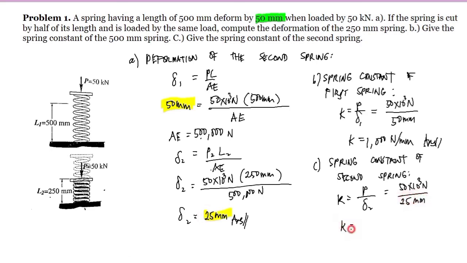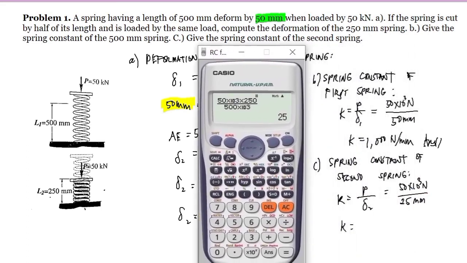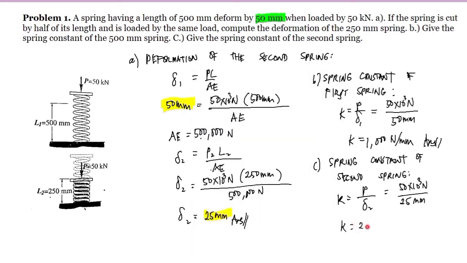Computing the spring constant of the second spring, that would give us 50 times 10^3 divided by 25, and this is equal to 2000. So we have 2000 N/mm, and this is the spring constant of the second spring.